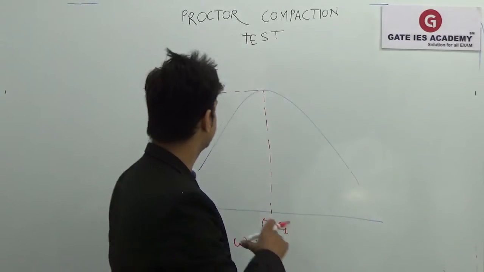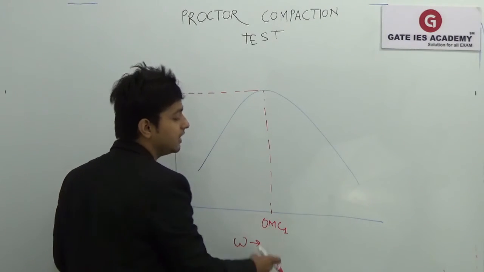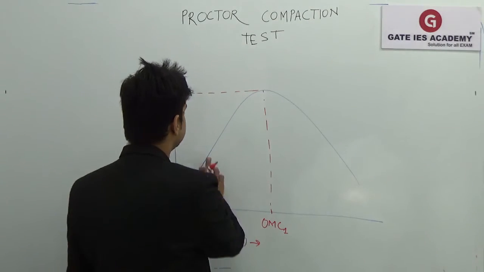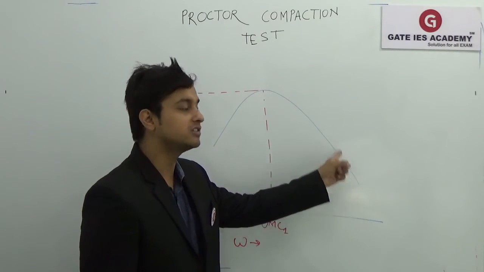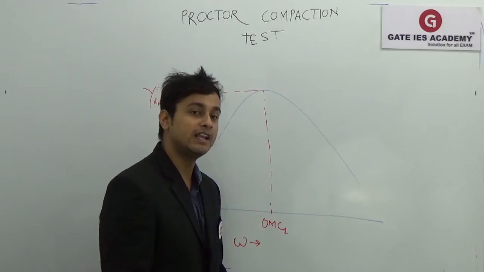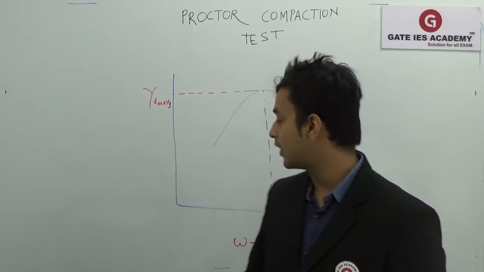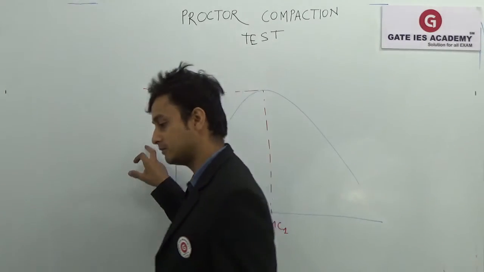That is why the curve firstly increases up till OMC, the optimum moisture content, and then it tries to decrease. This is how the curve is plotted, and after that it decreases because in this region the soil has more water in it. That's why this is called the optimum moisture content, which gives me the gamma d maximum.